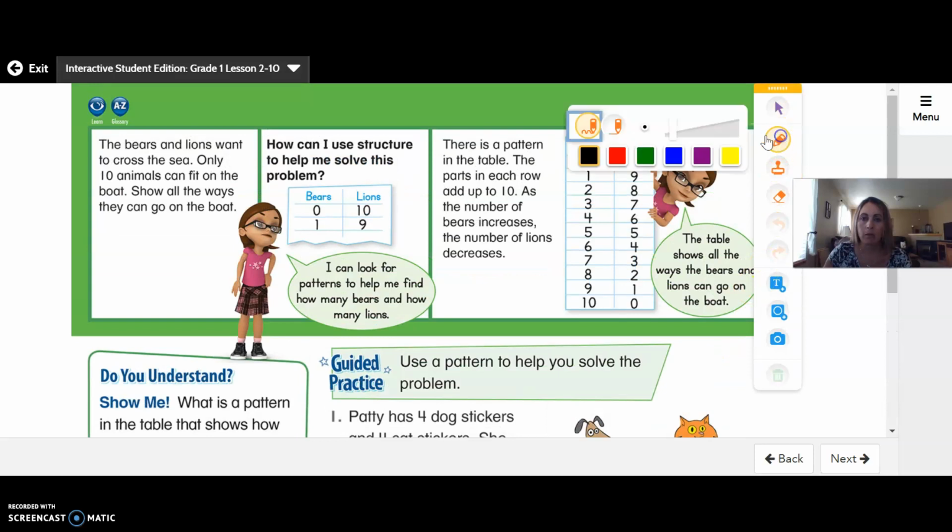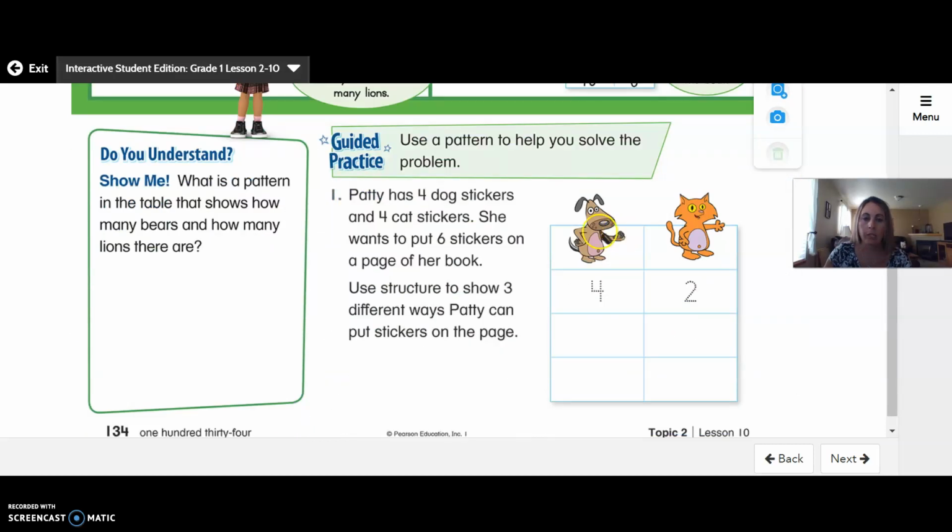I'm going to get my pencil tool, and I'd like for you to take your pencil. And one of the things that I like to do is I like to underline the important information so that I remember what it is I'm working with. And oftentimes that means I need to reread the problem. So I'm going to do that. Patty has 4 dog stickers and 4 cat stickers. That is important information for me to know, so I'm going to go ahead and underline that. 4 dog stickers, 4 cat stickers. If I were you, I would do the same thing in your book.